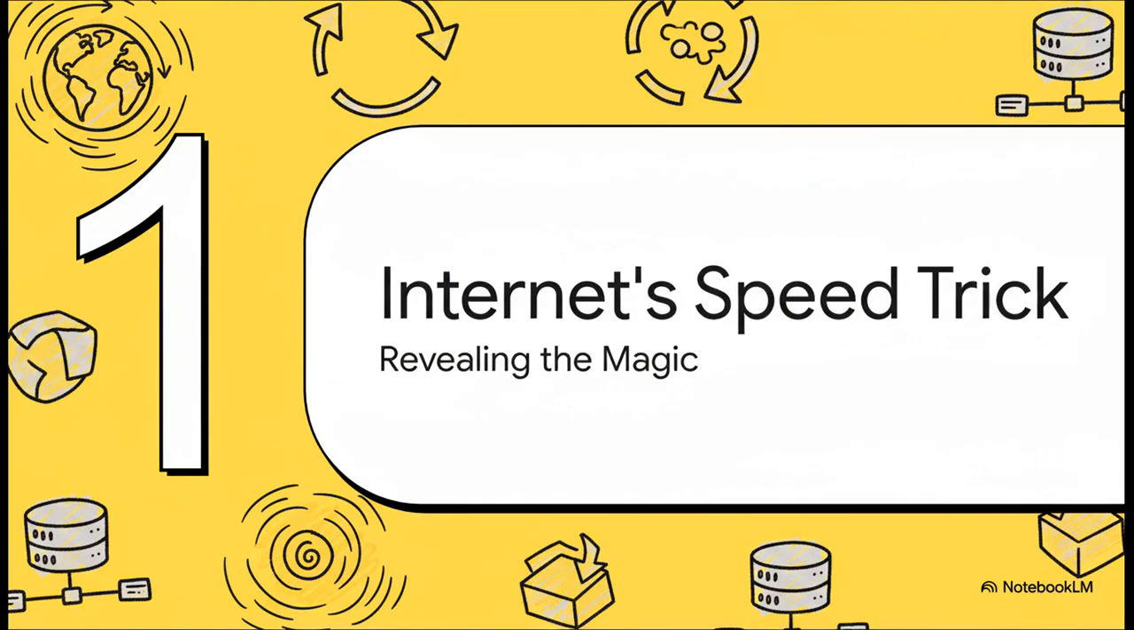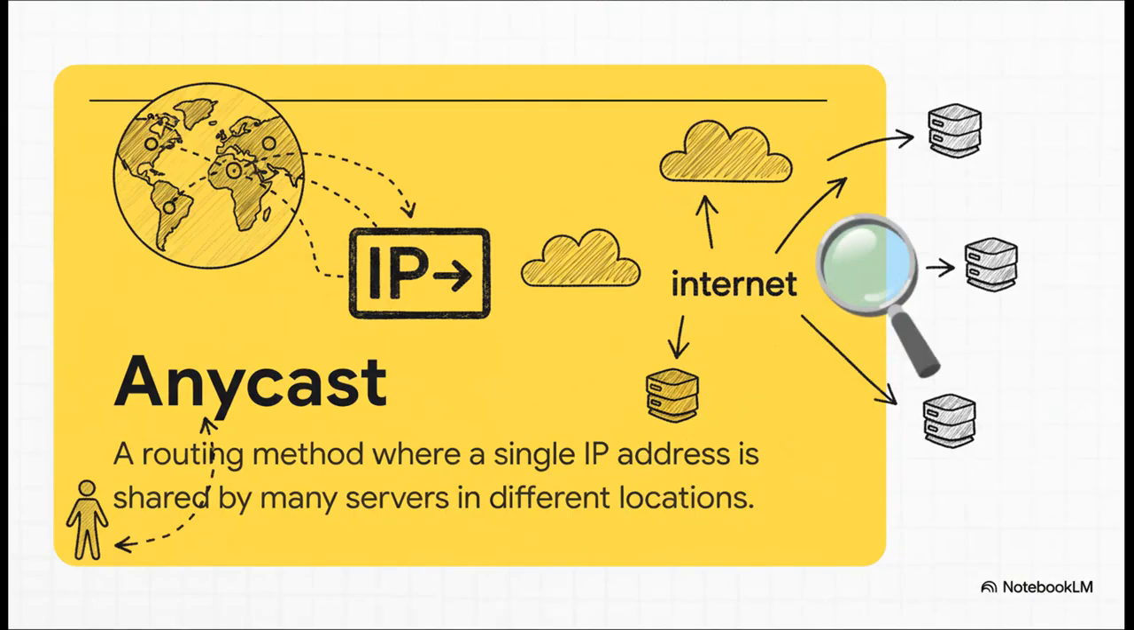In this first part, we're going to uncover the core idea that makes this global speed possible. It's a concept that has totally shaped the internet as we know it. And the answer is Anycast. Now, the official definition sounds pretty technical and, let's be honest, a little boring. It's a method where one single IP address is shared by a whole bunch of different servers, all spread out across the globe. But what does that actually mean?